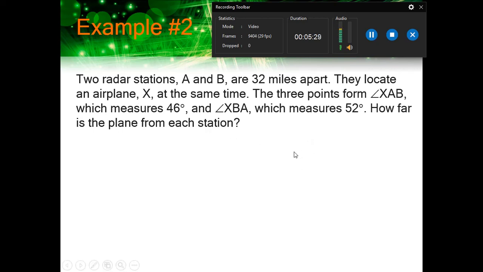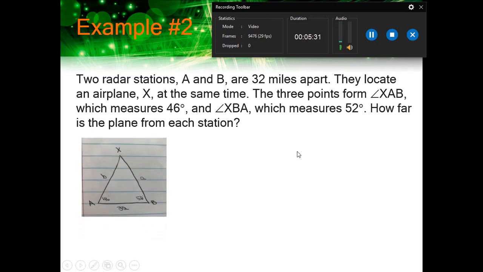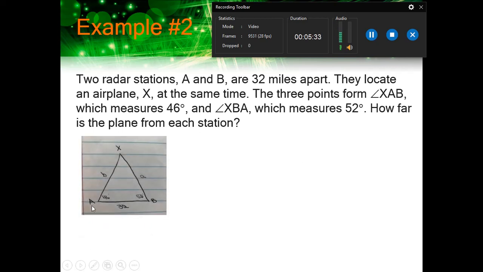So we want to draw a diagram first to model. You can see I have stations A and B, and they are 32 miles apart. This time they did use 3 letters to indicate which vertex belongs to which angle measure, so those are also labeled. And I'm missing side A, which is across from angle A, and side B, which is across from angle B. X is the airplane.